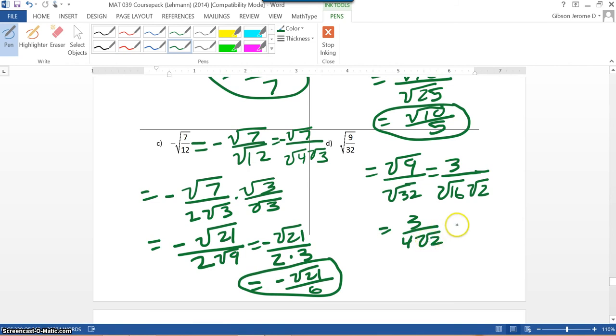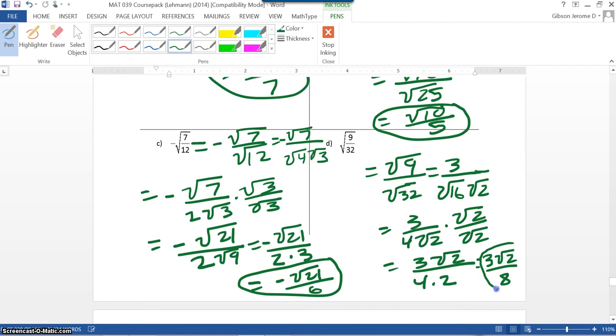Now we need to get rid of this square root of 2. We'll multiply numerator and denominator by the square root of 2. And we will have 3 square root of 2 all over 4 times the square root of 2 times the square root of 2, which we know is the square root of 4, which is 2. So it'll be 4 times 2. So we will have 3 square root 2 all over 8.